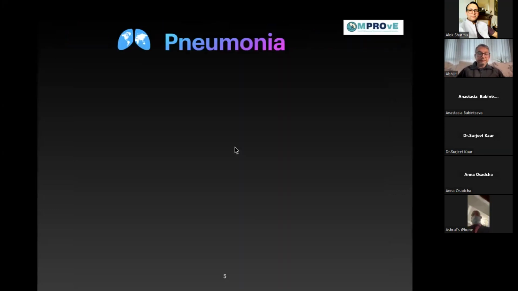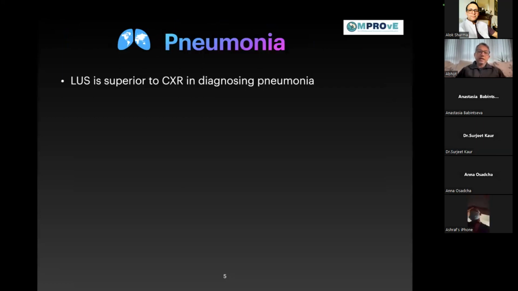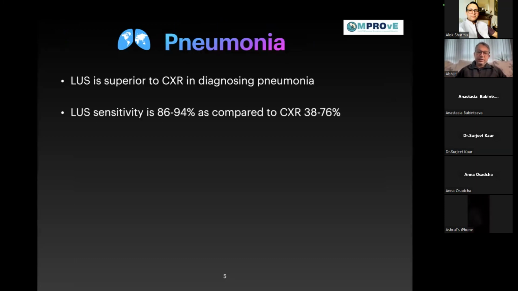Moving on. So what happens in pneumonia? Lung ultrasound is superior to chest X-ray in diagnosing pneumonia. There is no doubt about it. As you can see here, the sensitivity of lung ultrasound is 86 to 96%, as compared to the chest X-ray, which is on the lower side, a rubbish 38%, going all the way up to 76%. So, undisputed winner here. Lung ultrasound is quite sensitive in diagnosing it.